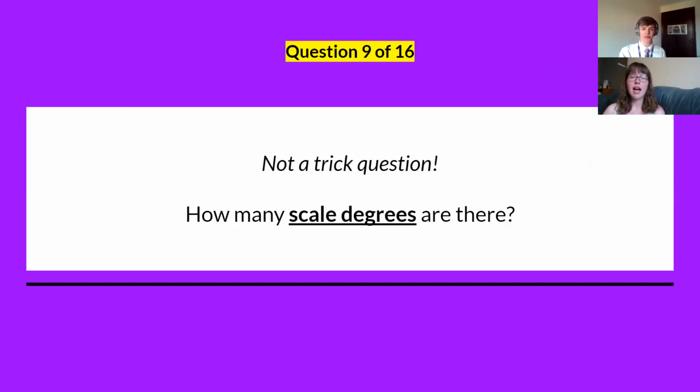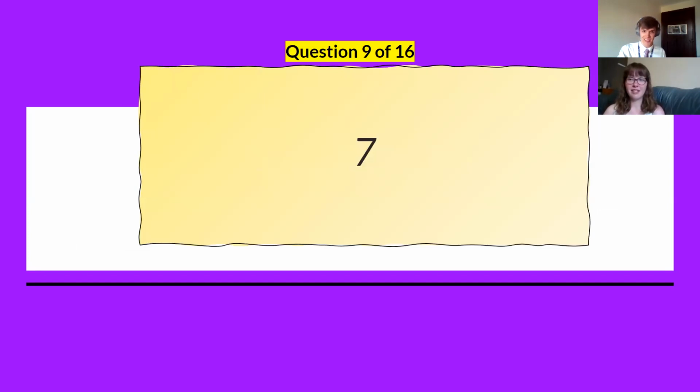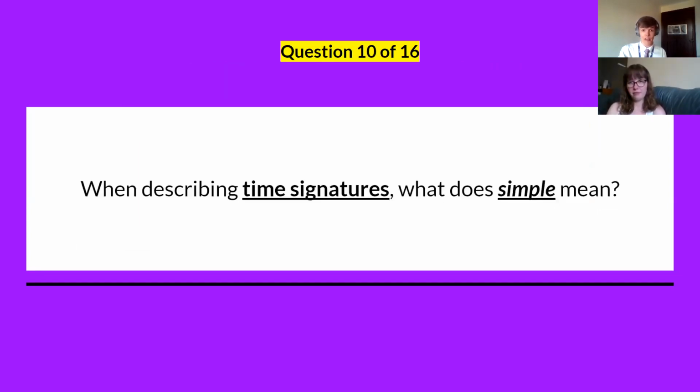Question number 9. How many scale degrees are there? There are 7. So 8 is the same as number 1. So we're resetting each time we get to 8. Right, yes.